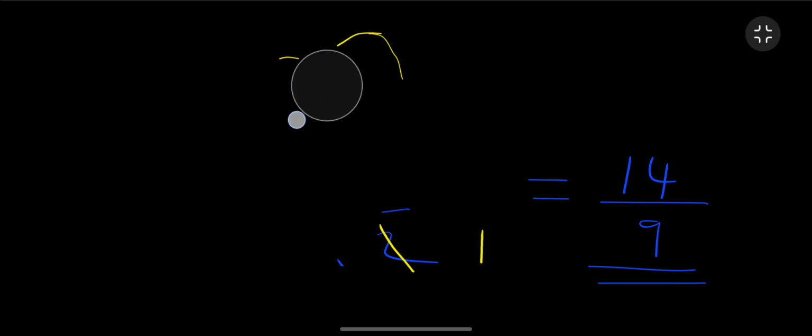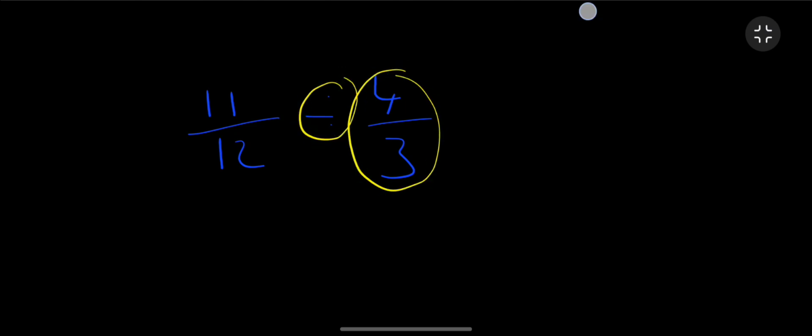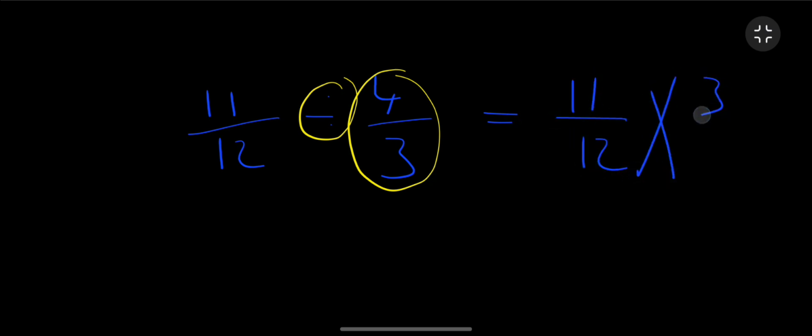Now moving on to the next example. Let's say we do have a question, which is this: 11 over 12 divided by 4 over 3. So we're going to first change the division sign, then we invert this expression, which will be further simplified to 11 over 12 times 3 over 4.